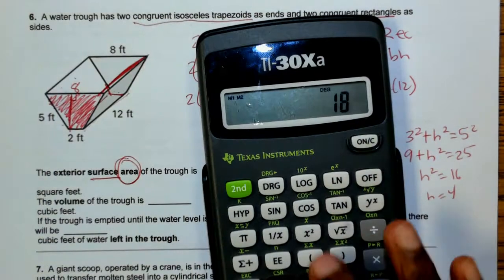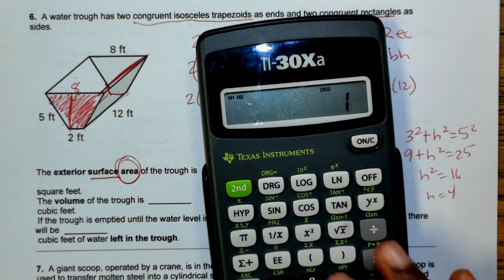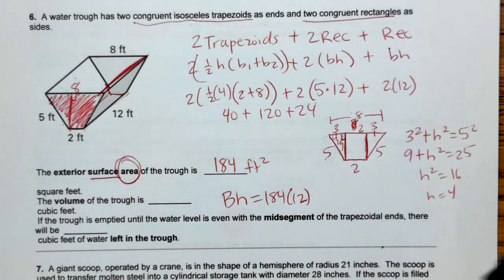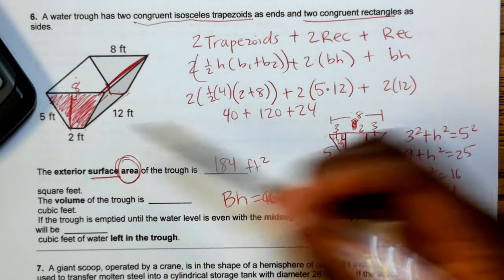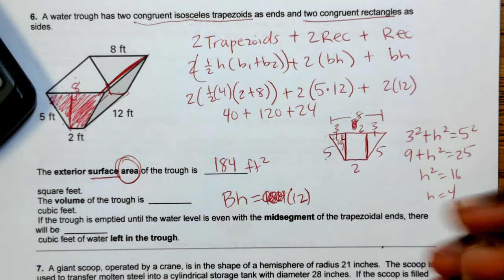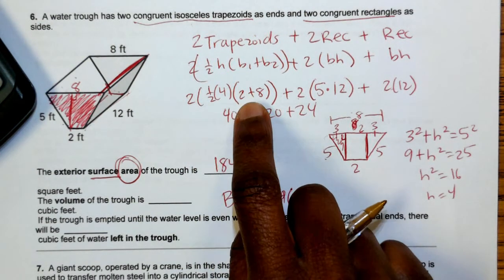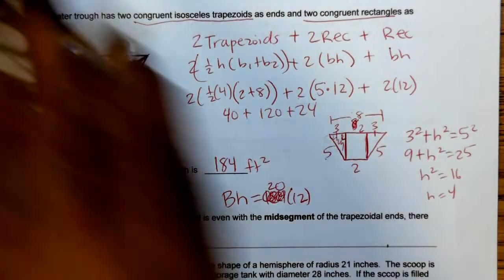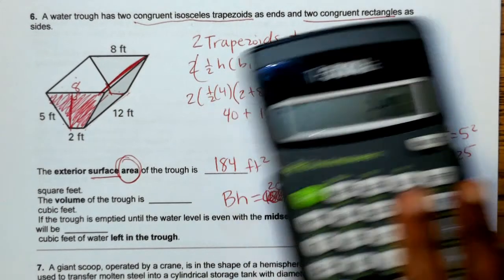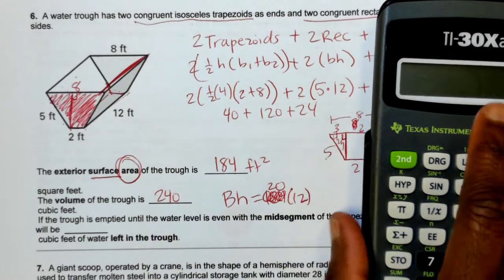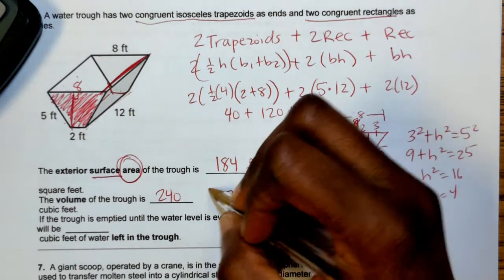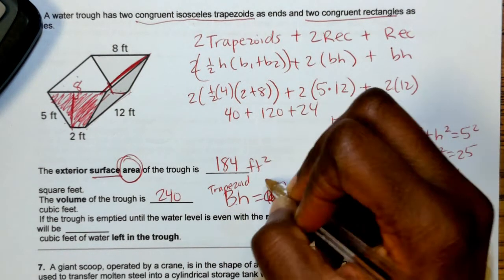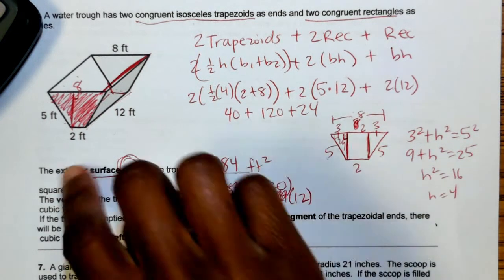So 184. Sorry, this was not the prism. The trapezoid area, okay, so 1/2 of 4, so 2 times 10 was 20. Sorry, it's 20. I remember, I was like, I don't remember that answer. So 20 times 12. So 240 would be the volume of the trough. So the surface area of all the surfaces was 184. The base shape was the trapezoid. So I'm just pulling the trapezoid's area here, and then the height of the actual prism.